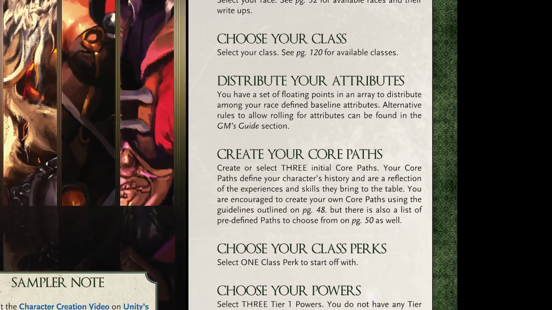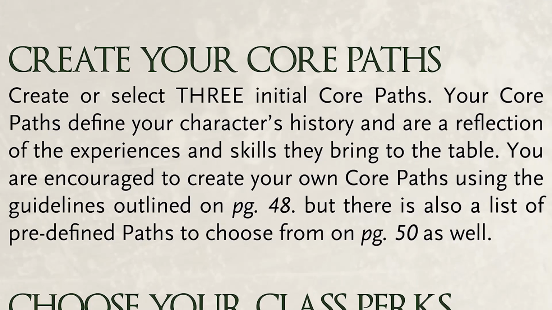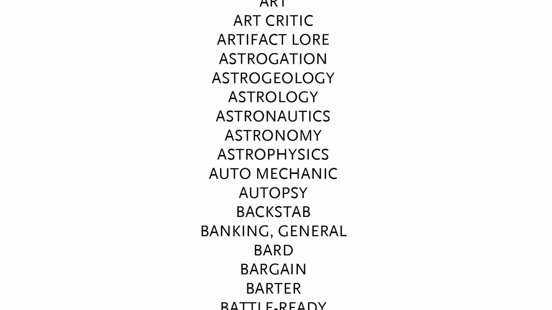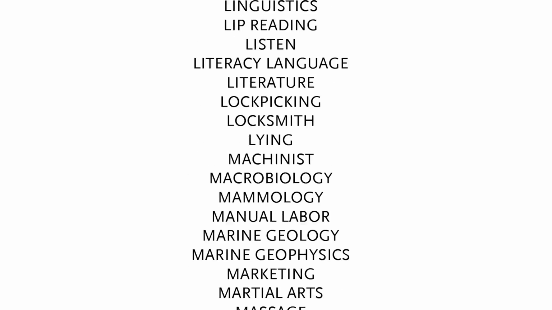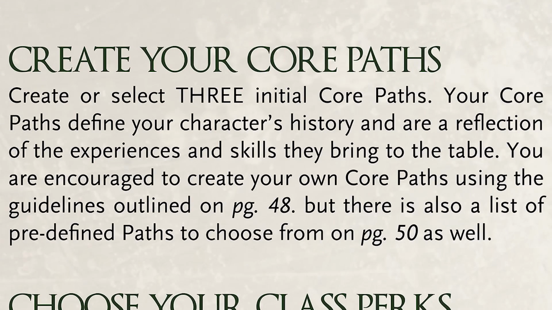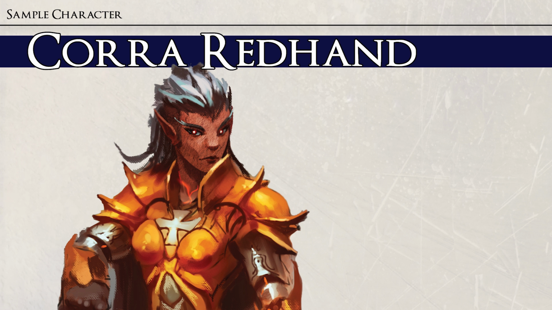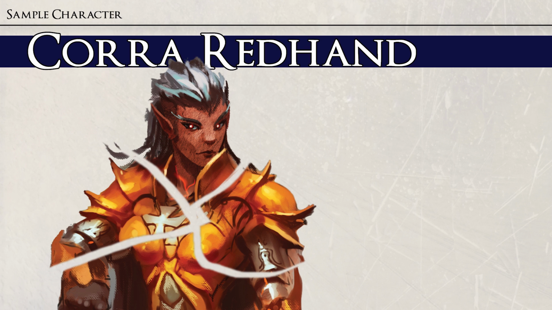Now we get to my favorite part, the core paths. A lot of traditional role-playing games present you with large lists of discrete skills. I've always felt that was a bit too mechanical and didn't provide a lot of opportunities to deepen your character and tell some stories. In Unity, you're encouraged to create core paths. Core paths define your character and help you align that vision that you had of your character to what they're actually capable of in-game.